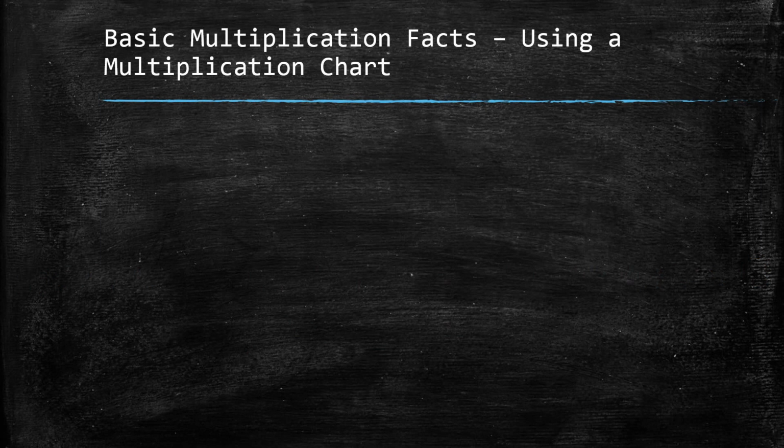Now, the last thing I want to brush upon is basic multiplication facts and how you can use a multiplication chart to help you. Basic multiplication facts, they're like from 1 times 1 to 12 times 12. And if you master these basic facts from 1 times 1 to 12 times 12, you're ready for advanced multiplication. And while you're starting, before you memorize them, you can use a multiplication chart to help you, and I'll show you what it looks like.